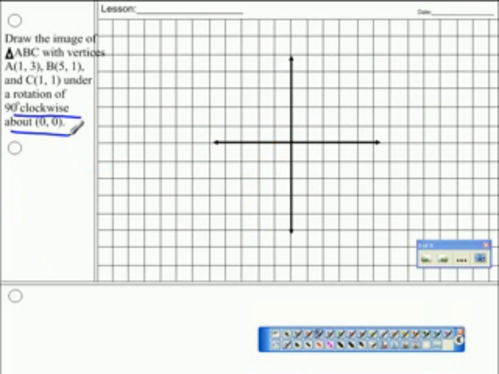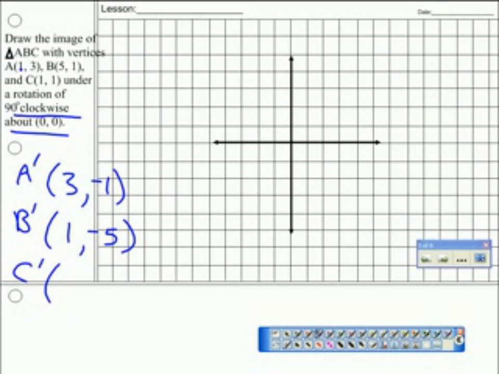What's the rule for 90 degrees clockwise? I take the coordinates and change their places, and then which one becomes negative? The old x, which is the new y. Isn't that it? 90 degrees clockwise. Yes. The original x, which is now your new y, I changed the sign. Right, so A prime, switch their places. And then the old x, which is your new y, I changed the sign. B prime would be 1, -5, and C prime is at 1, -1.